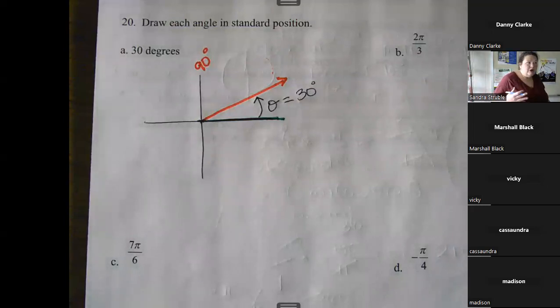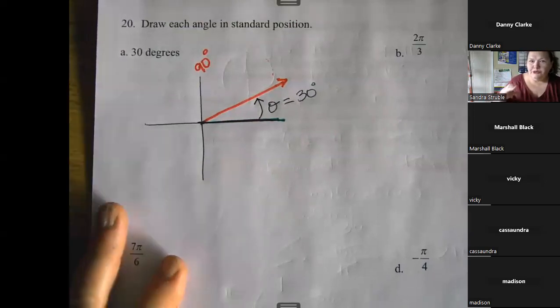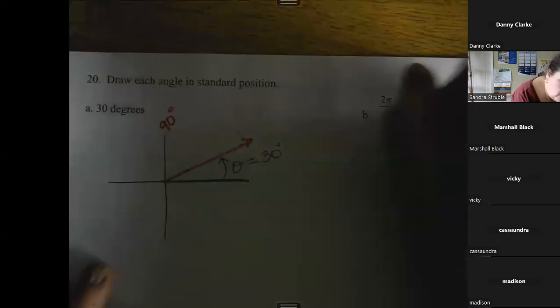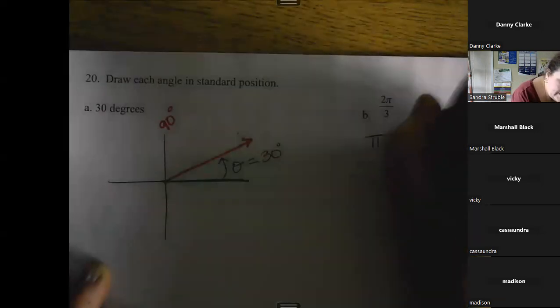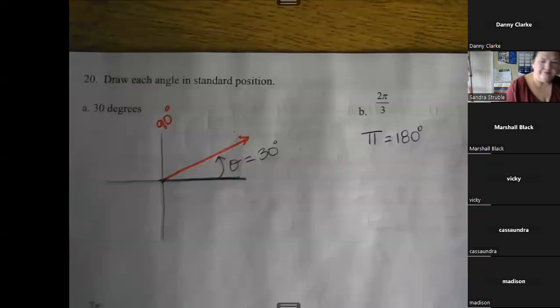anytime I think of a circle, I'm always in my mind thinking of it in degrees. That's how I know of it. So please don't think of this as any other way than how to draw it. I always use pi as equaling 180. It equals 180 degrees.